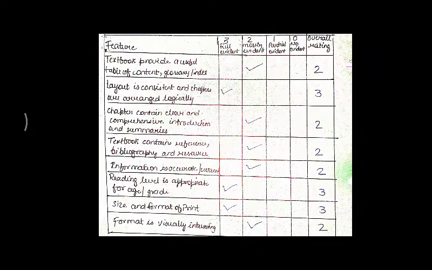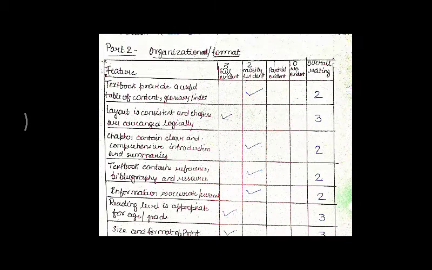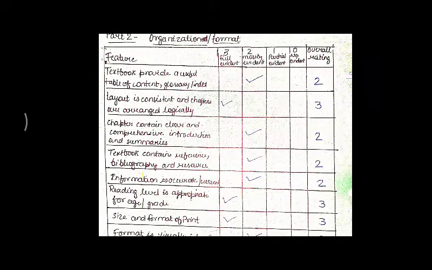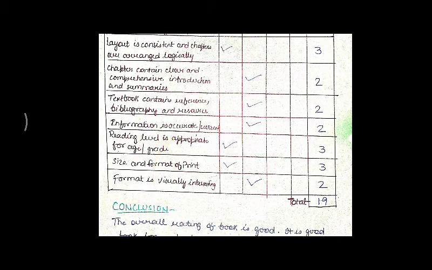Now there is the evaluation tool for the book. In this you will see the ratings chart which I made about the book based on its index, layout, chapters, content, textbook reference, whether bibliography is present or not, whether information is accurate or not, and whether the size and format of the print is good or not.